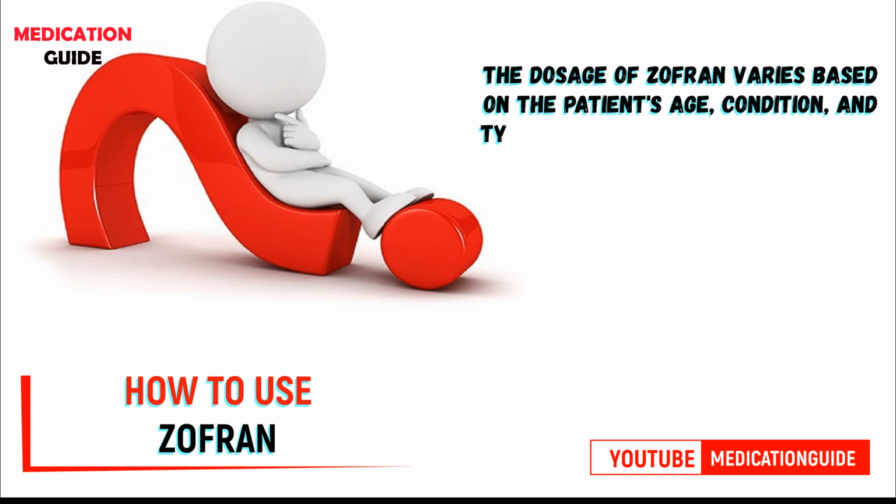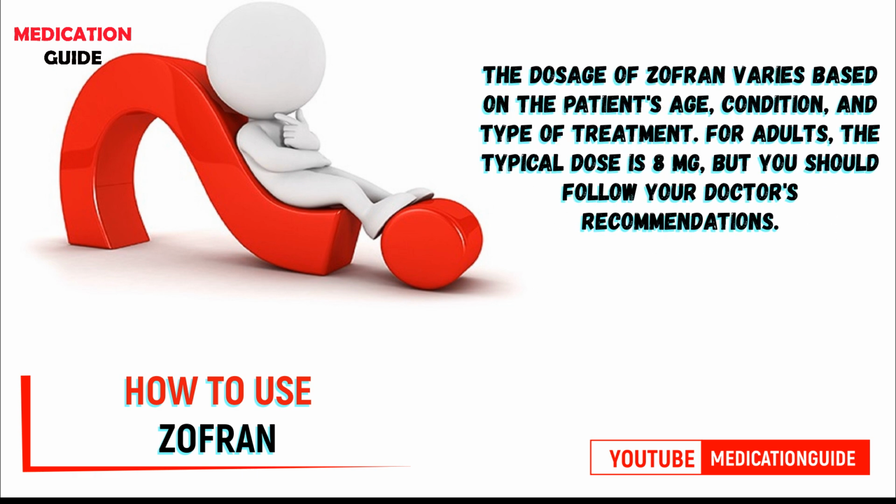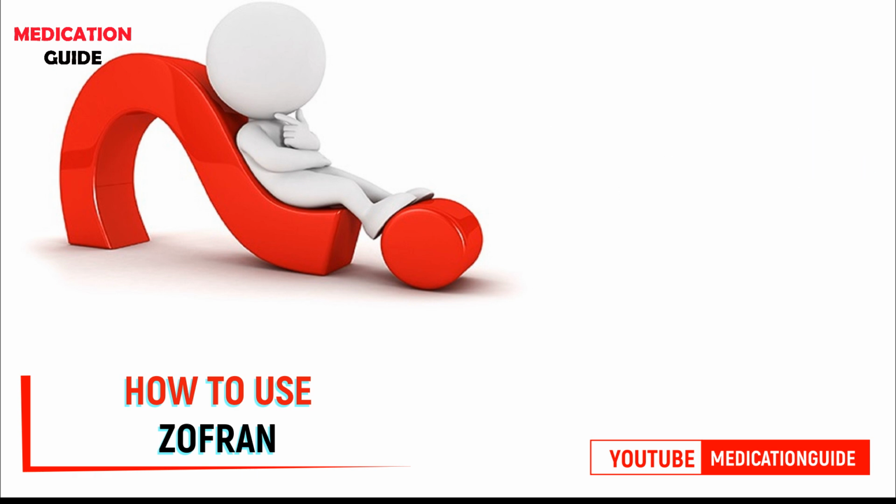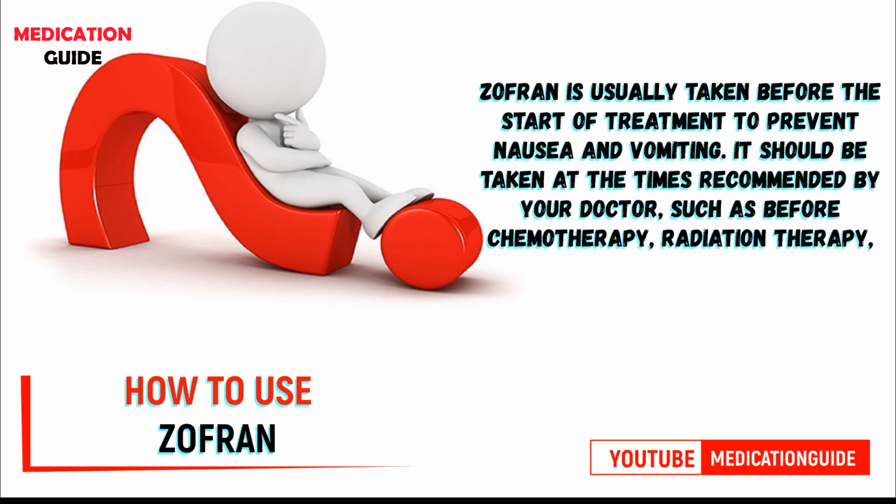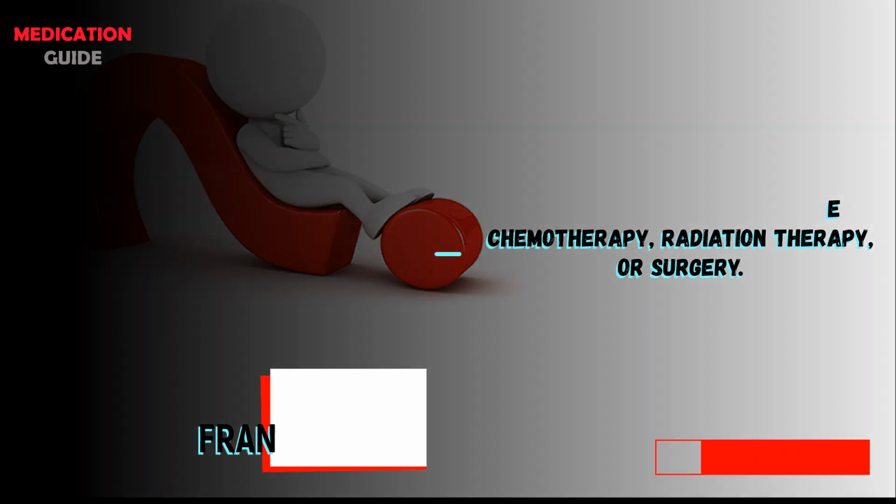The dosage of ZOFRAN varies based on the patient's age, condition, and type of treatment. For adults, the typical dose is 8 mg, but you should follow your doctor's recommendations. ZOFRAN is usually taken before the start of treatment to prevent nausea and vomiting. It should be taken at the times recommended by your doctor, such as before chemotherapy, radiation therapy, or surgery.